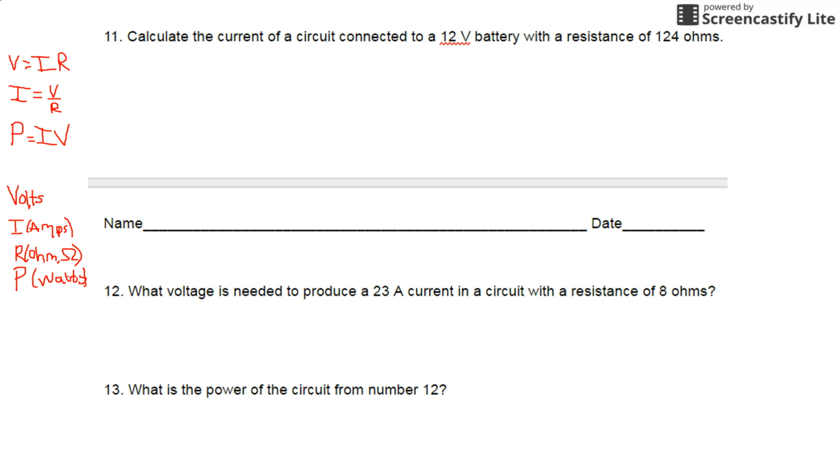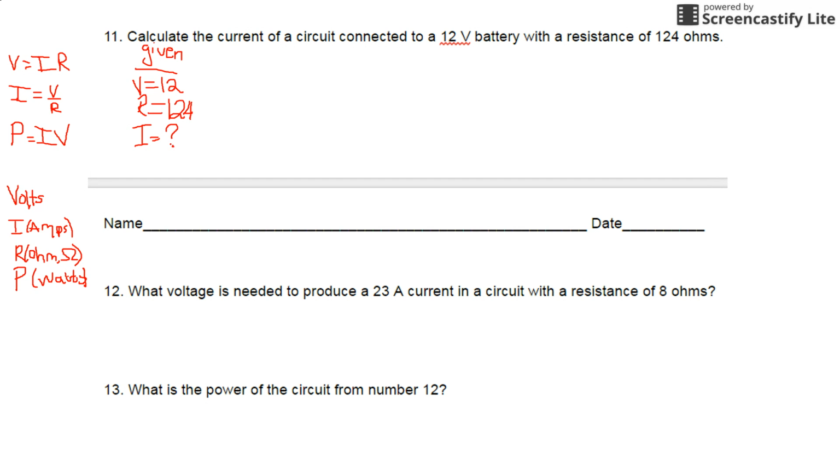All right, so let's go ahead and look at our questions and start by picking out our givens. I am given here that there's a 12-volt battery. V is voltage. And a resistance of 124 ohms. So the unit is ohms, so that means R is 124. It says calculate the current, so I want I. I is my question mark.